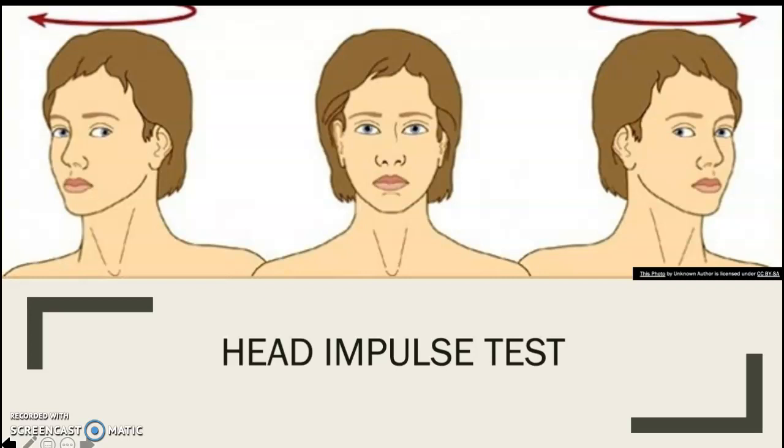This reflex is under peripheral control. Thus, if a person is not able to maintain steady gaze during this test, their sign is indicative of a peripheral cause of vertigo.